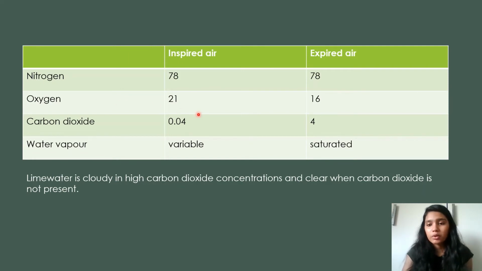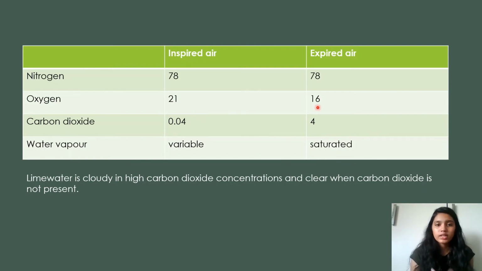Oxygen, there's 21% oxygen in the air. So when you inspire your air, there's 21% oxygen in it. But the body uses this oxygen, okay, for your gas exchange system and for respiration, basically. So it uses only 4% of this oxygen. So 16% oxygen is expired out.